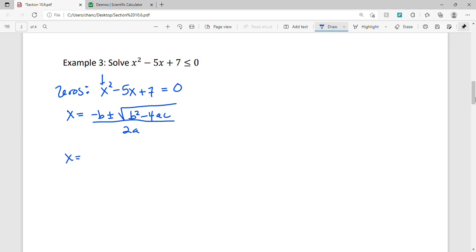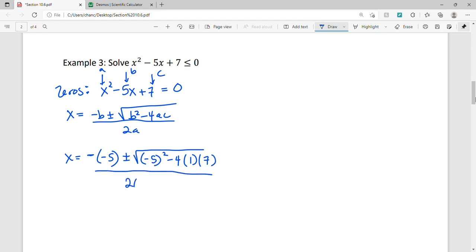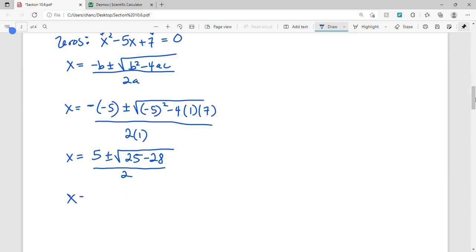We're going to plug in a as 1, b as negative 5, and c as 7. We have negative negative 5 plus or minus the square root of negative 5 squared minus 4 times a, which is 1, times c, which is 7, and divide that by 2 times 1. Let's simplify this. This is negative negative 5 or positive 5 plus or minus, and then we can simplify inside the radical. We have a positive 25. Negative 4 times 1 times 7 is negative 28, and we'll divide that by 2. This simplifies as x equals 5 plus or minus the square root of 25 minus 28, which is negative 3.